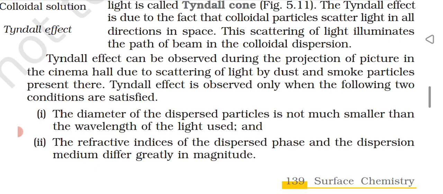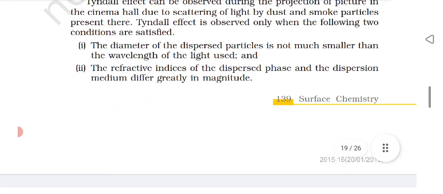These are your questions for your JEE as well as NEET. The diameter of the dispersed particles is not much smaller than the wavelength of the light used. That means they must be very close. The refractive indices of the dispersed phase and the dispersion medium differ greatly in magnitude.